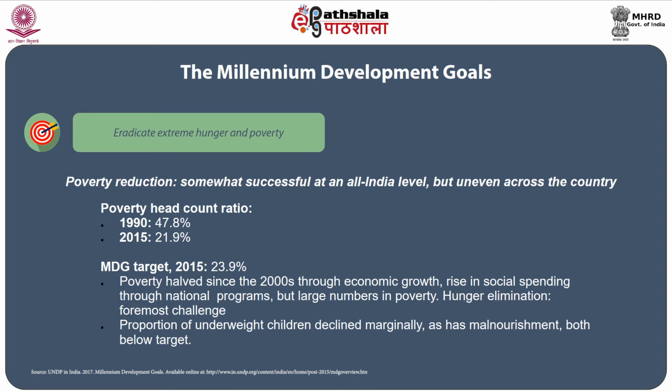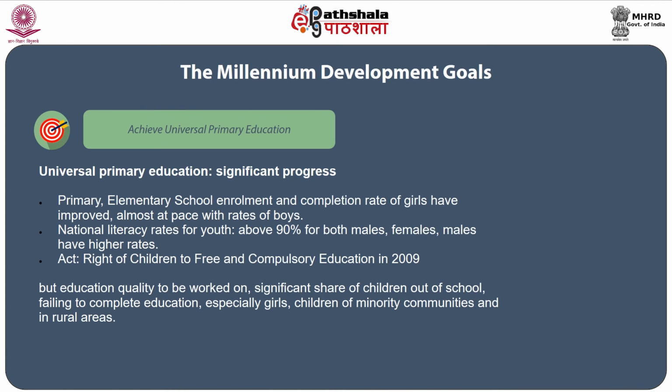Hunger elimination remains the foremost challenge. The proportion of underweight children has declined marginally, as has malnourishment, both of which are below the target. Goal 2, which emphasized universal primary education, shows significant progress. Primary and elementary school enrollment and completion rates of girls have improved, almost at pace with rates of boys. Literacy rates for youth at the national level are above 90% for both males and females, males having higher rates.